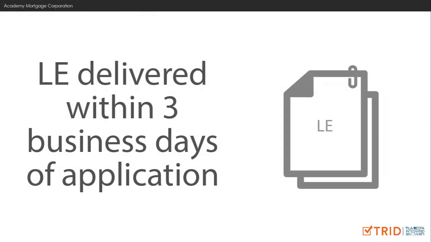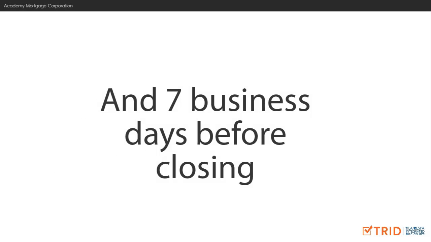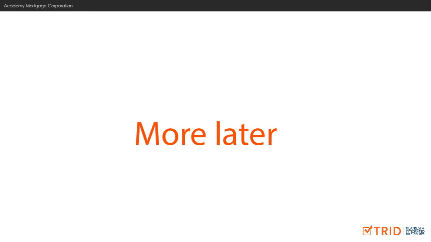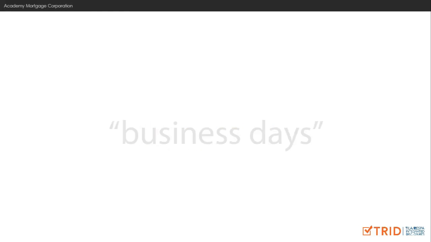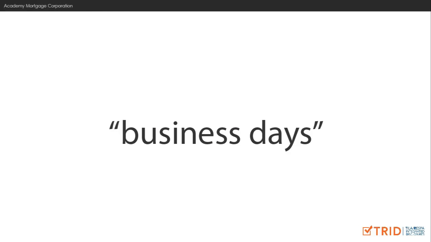For example, the loan estimate document needs to be delivered within 3 business days of receipt of an application, and it still needs to be delivered no later than 7 business days before closing. We'll share more on this topic a little later. The CFPB has provided some clarification regarding the different definitions of business days. We will be putting together job aids in the near future to help you better understand these differences.